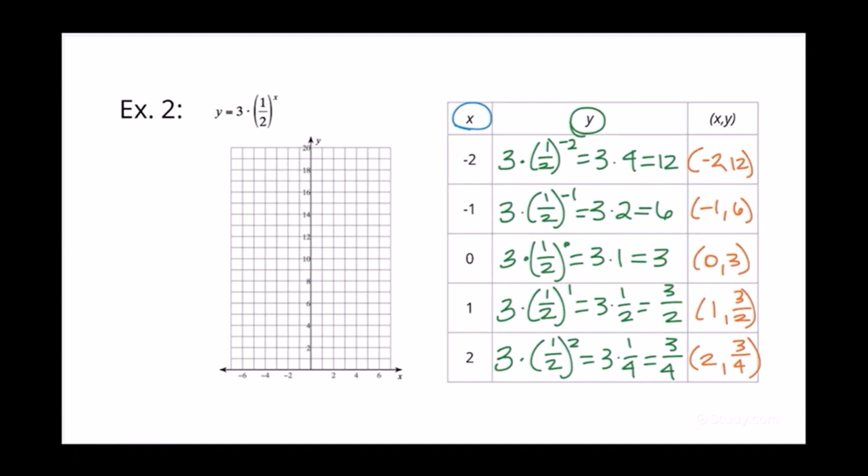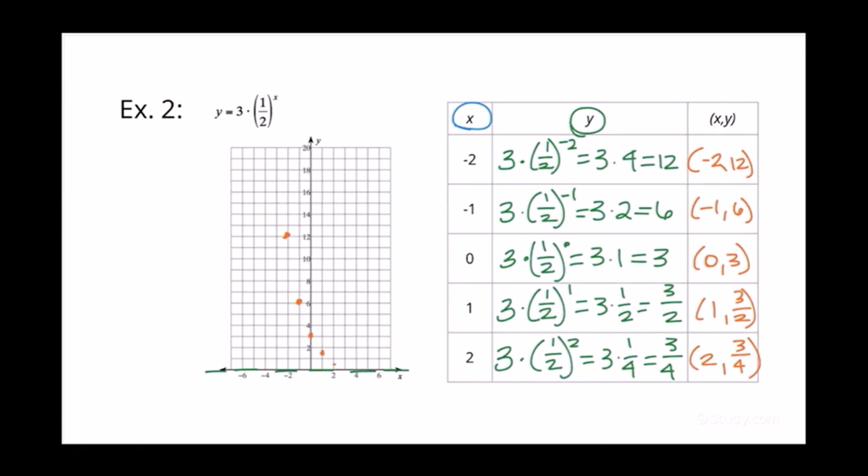Any function in this form has an asymptote at the x-axis, so we'll put that on. We put it on as a dashed line because it's not actually part of the graph, it's a guideline for our graph. And we'll put our ordered pairs on. -2, 12, -1, 6, 0, 3, 1, 3/2, and 2, 3/4.